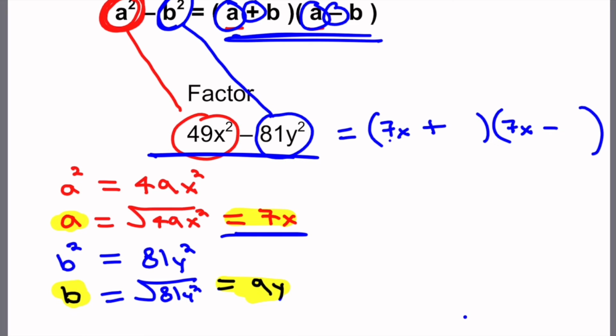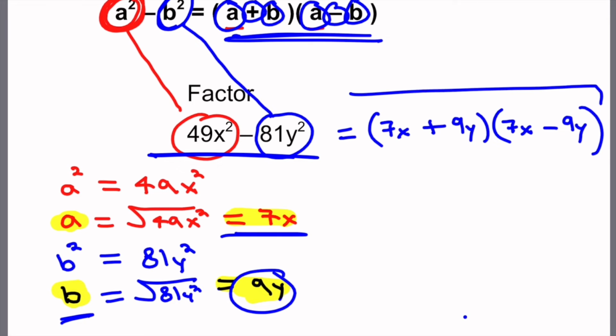And then our b value finishes off each bracket. So our b value we know is now equal to just 9y. So we go 9y there and 9y also there. And that right here is our answer, our factored answer. 7x plus 9y, 7x minus 9y. Let's do another one.